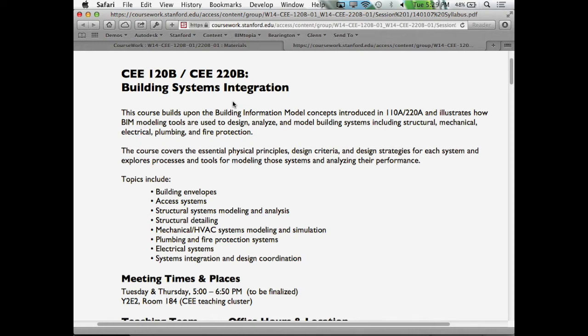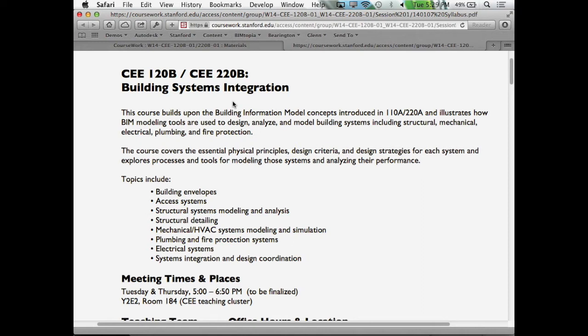But then we're going to get into a lot of what are traditionally thought of as the MEP systems. Okay, well, shouldn't have skipped past structure so quickly. We'll be looking at the different types of structural systems for gravity loads as well as for lateral loads. Then get into mechanical systems, electrical, and plumbing and fire protection systems.